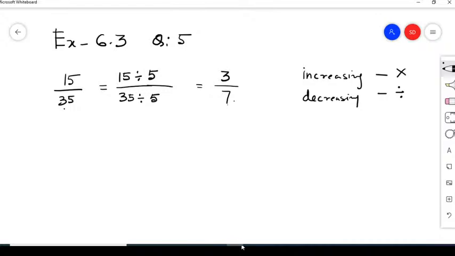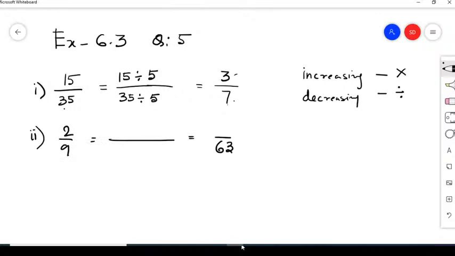Okay, now we will move on to the next question. I hope you have copied this. This was 5 sub part 1. Now comes 5 sub part 2. You have to find an equivalent fraction. Equivalent fraction means they represent the same fraction, only that the numerator and denominator are different. So 2 by 9, you have to make it some fraction which has a denominator 63.